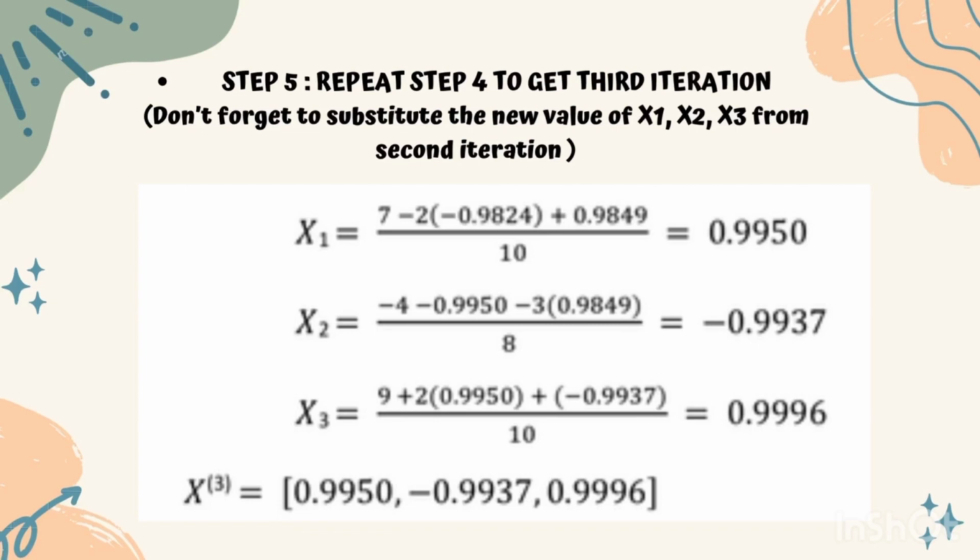Step 5. To get the iteration, repeat step 4. So, we need to substitute the new value of second iteration into the equation 1, 2, and 3. So, our third iteration is 0.9950, negative 0.9937, and lastly for x3, 0.9996.